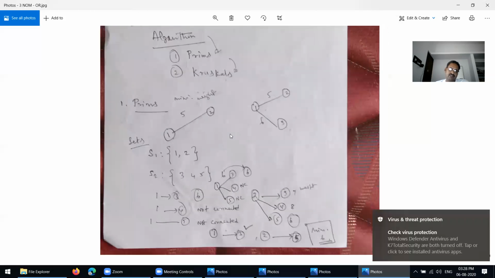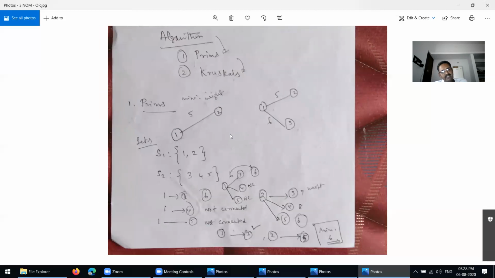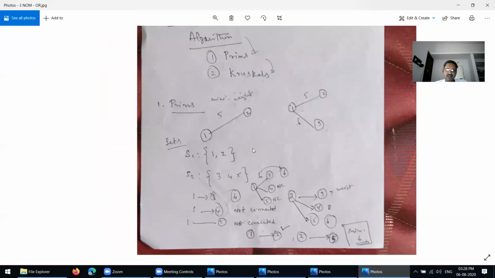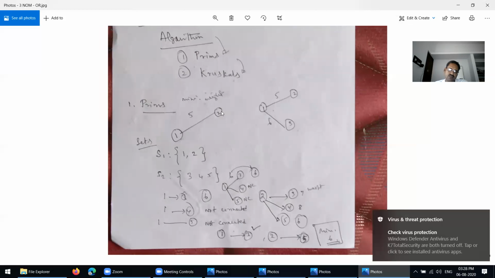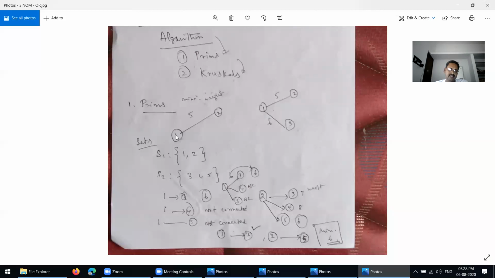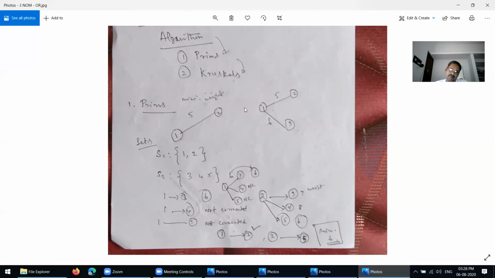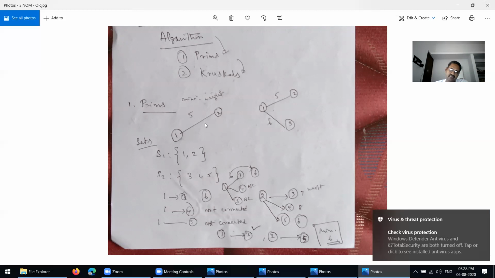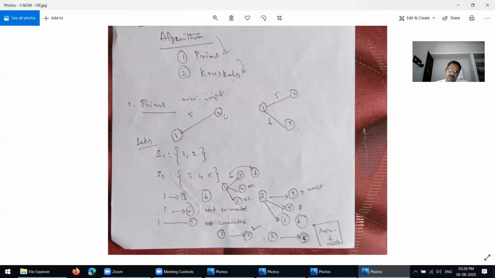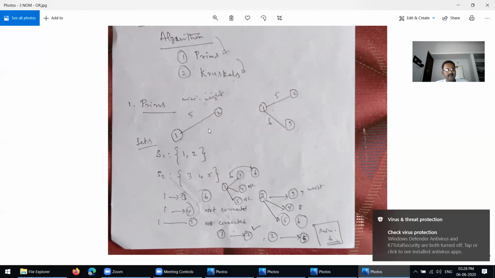Here, Prim's algorithm is very simple logic. Let me explain Prim's algorithm. Is 1 to 2 a spanning tree or not? Yes, this is a spanning tree. 1 and 2 are connected. How many vertices here? Take only this graph, 1 to 2. The weight of 1 to 2 is 5. 2 vertices and 1 edge form a tree here.